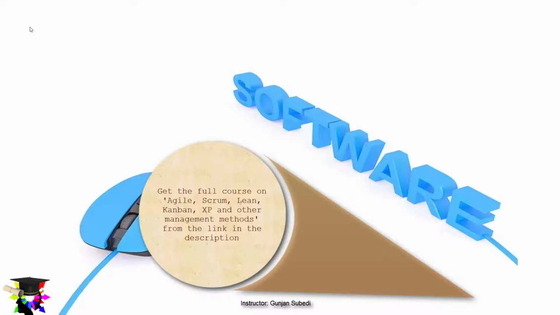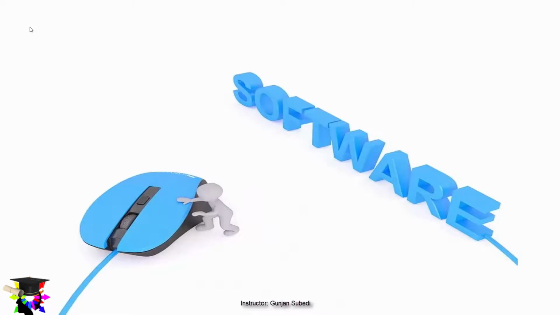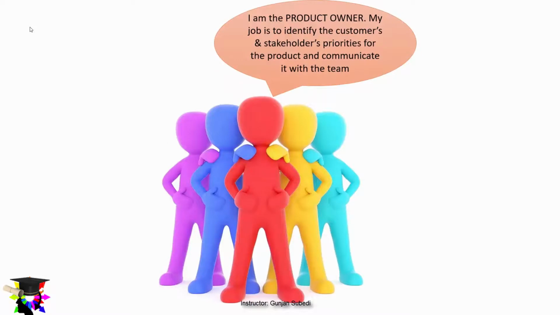Now let's head on to explaining our software development project with the help of Scrum. Let's redo the same old story with Scrum for software development. A customer approaches you to design software for him with some XX set of features. He approaches your team. There are various team members in Scrum, such as the product owner, whose job is to identify the customers' and stakeholders' priority for the project and communicate it to the team.